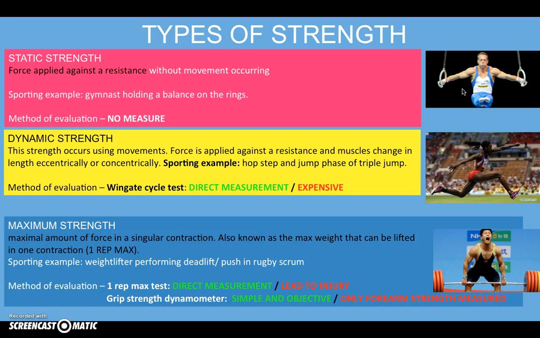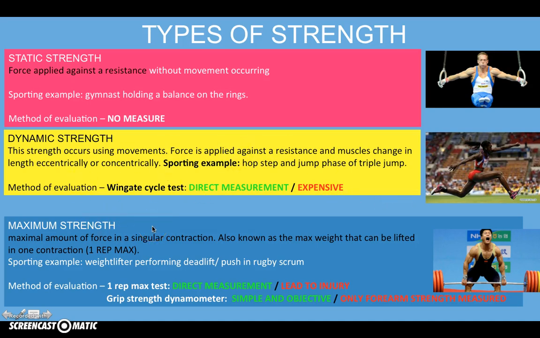Dynamic strength, okay, this strength occurs using movements. Force is applied against a resistance and muscles change in length eccentrically, i.e. getting longer, or concentrically getting shorter. Sporting example, hop, step and jump phase of a triple jump. So how would you evaluate dynamic strength? The test you'd use to evaluate dynamic strength is Wingate cycle test, okay. A positive to this is it's a direct measure of dynamic strength. Negative is it is expensive. Okay, so make sure you get this method of evaluation down.